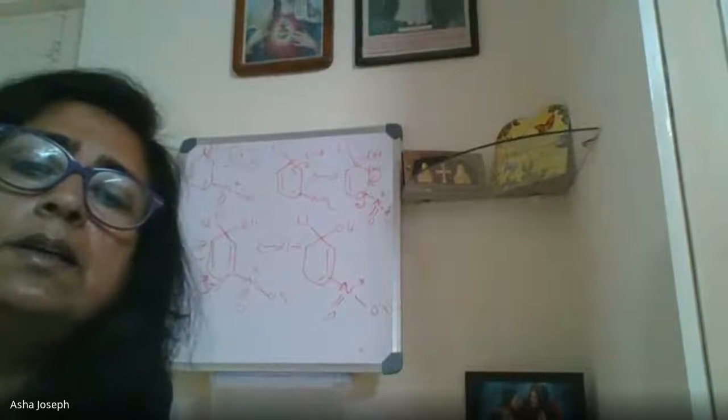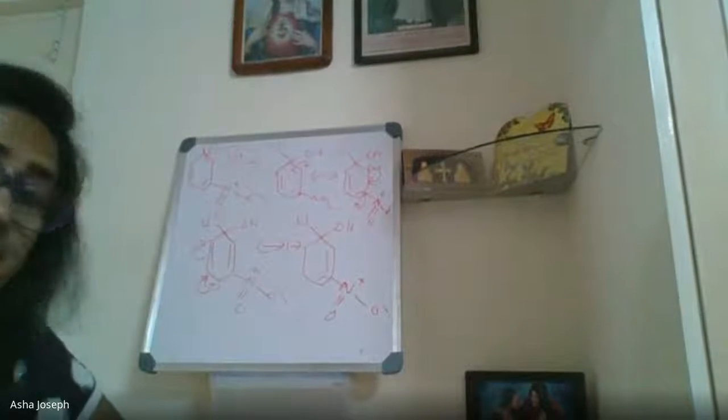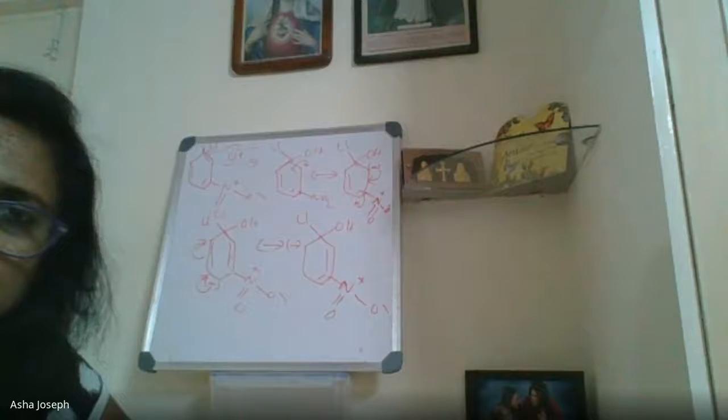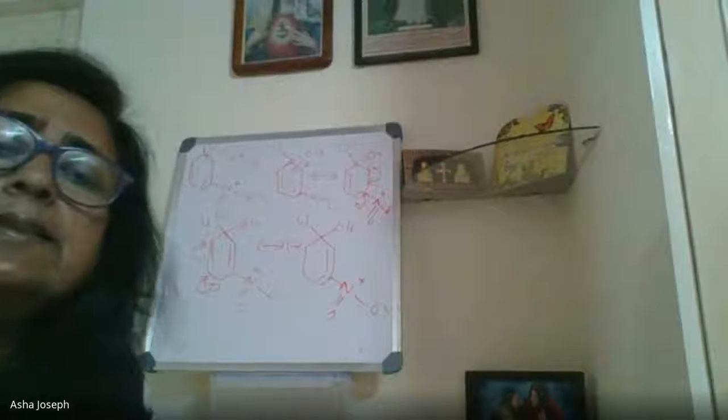Got it, ma'am. Okay, so from resonance structure, it is very clear, right? Yes, ma'am. So that is the question. Five more minutes are there. So the question will be why electron withdrawing groups like NO2, if present at the ortho and para position, then only it will become easier.